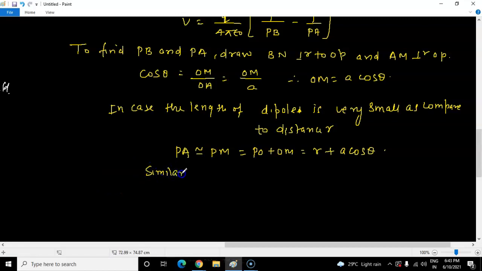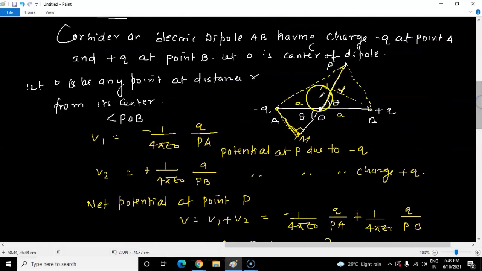Similarly, we can write for PB. This is also a cos theta, and that will be lesser than PM. So I can write PB is equal to r minus a cos theta.